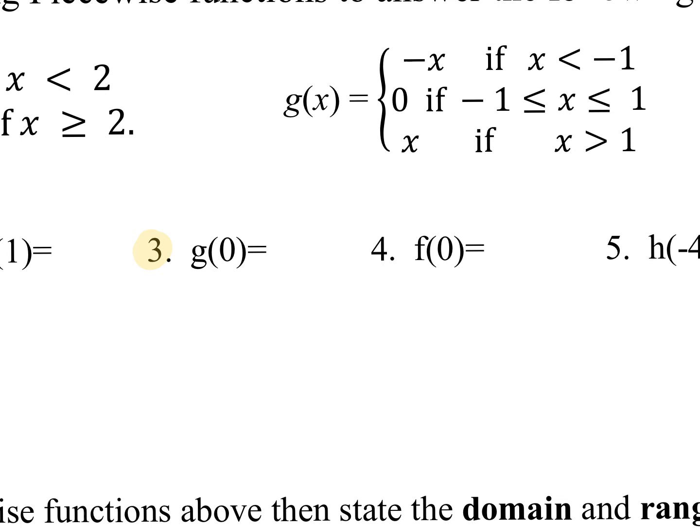So is 0 less than -1? No, so you're not going to be using this top one. Is 0 between -1 and +1? Yes, so you're going to be using the middle one. Now the thing is, the middle one has no x value to input. It's just a number. So if there is no x value to input, then whatever number's here, that will be your answer. Make sense? Yes. Okay, so what is my answer for number 3? 0. That's exactly right.